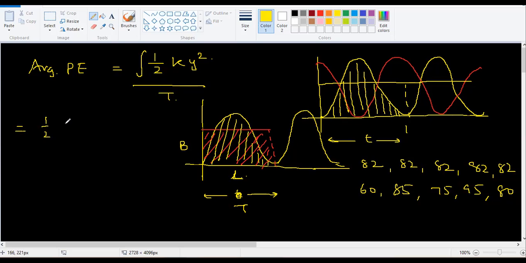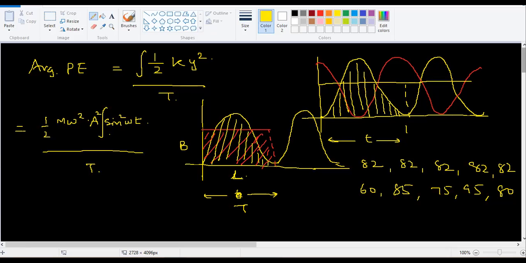Half. This is a long integration. So integration process. So K is equal to half M omega square y squared. Y is equal to A sine omega t the whole square divided by T, but don't forget there is integration. Mass is constant, omega is constant, amplitude is constant, so I have to integrate only this term.